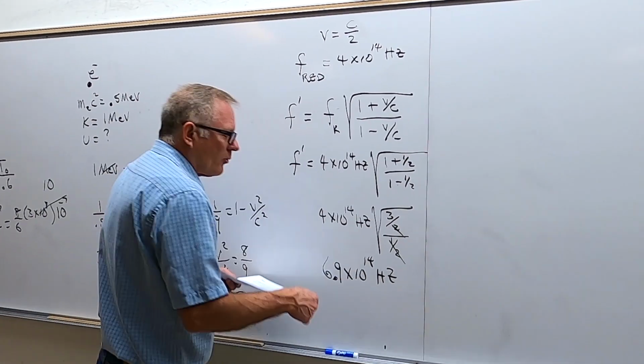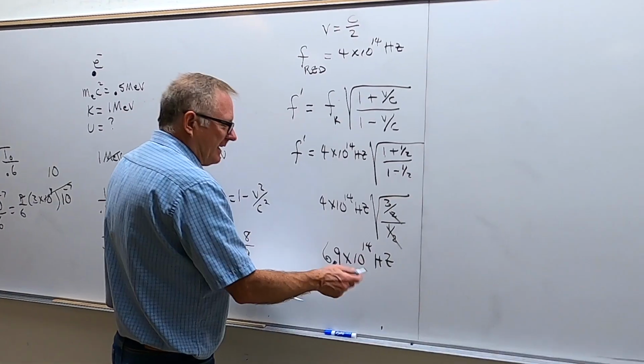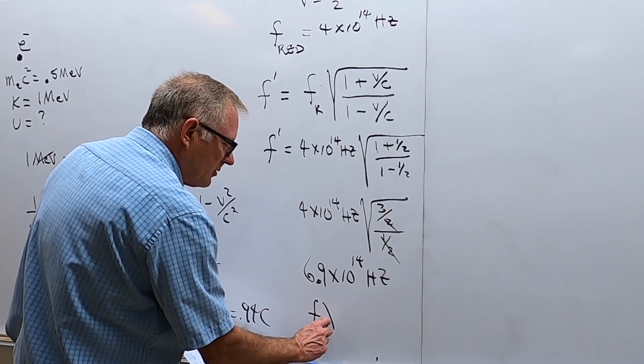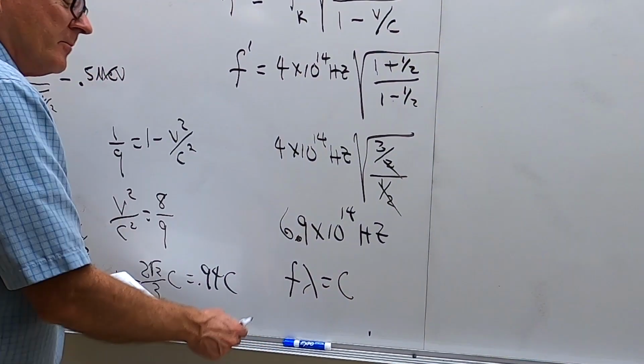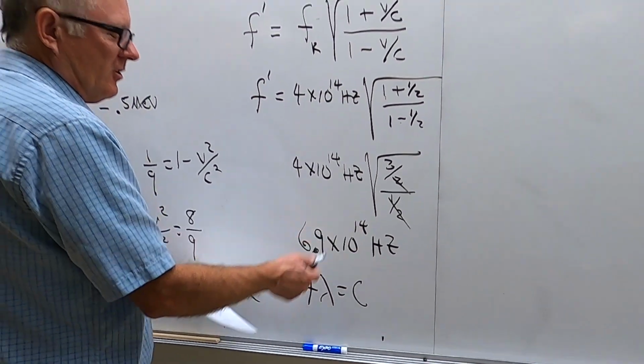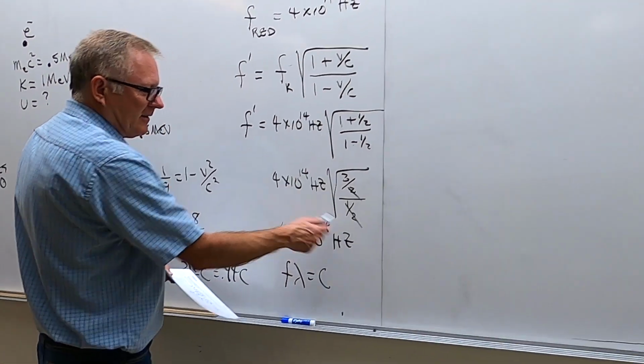If I had asked for wavelength, which I didn't, there's a relationship. We know that the frequency times the wavelength is the speed of light. So if we wanted to convert it into wavelength, you could just say it's the speed of light divided by this number.